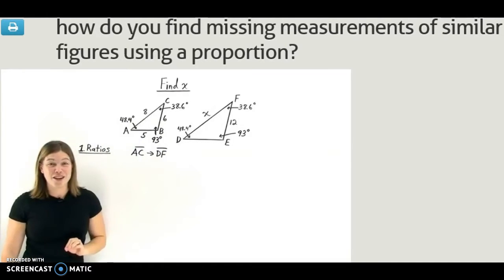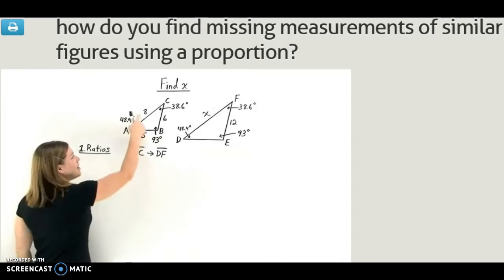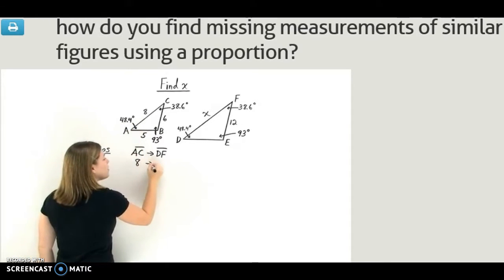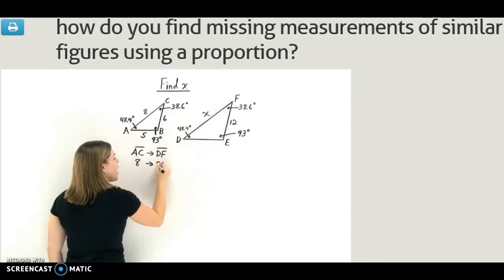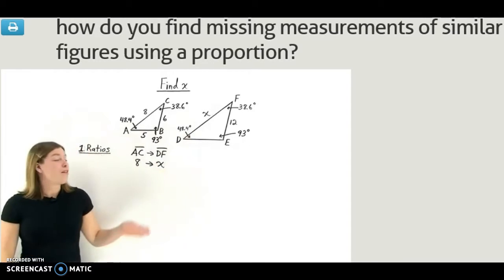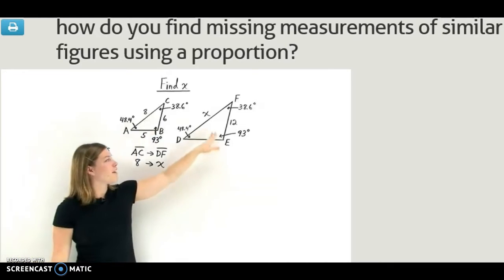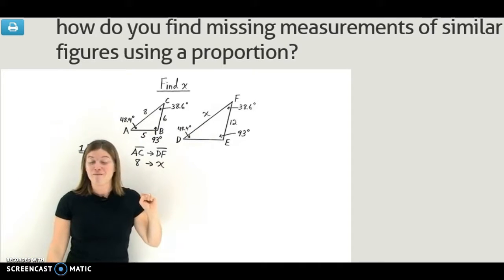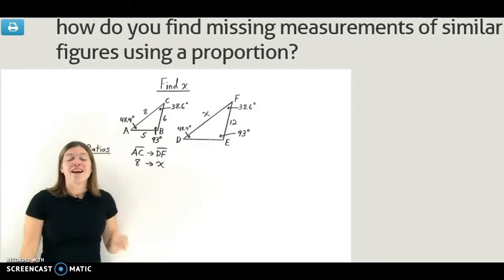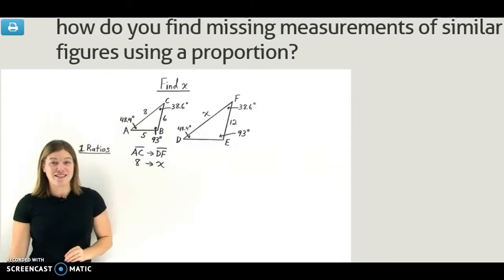Now let's take a look at their measurements. Side AC has a measurement of 8, and side DF has a measurement of x. That means that a measurement of 8 on the smaller triangle corresponds to a measurement of x on the larger triangle. Perfect! Now let's find another set of corresponding sides.